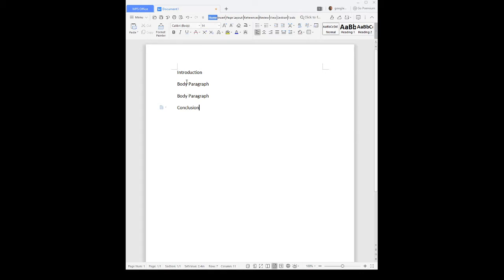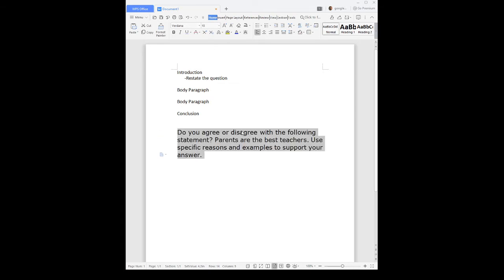body paragraphs. Okay, so in the introduction, what makes up the introduction? Well, first things first, we want to restate the question, okay? So basically, when they give you a question, for example, like this one right here, do you agree or disagree with the following statement? Parents are the best teachers. This is an example question for a TOEFL independent writing response. This is the question. We want to restate the question first, okay?